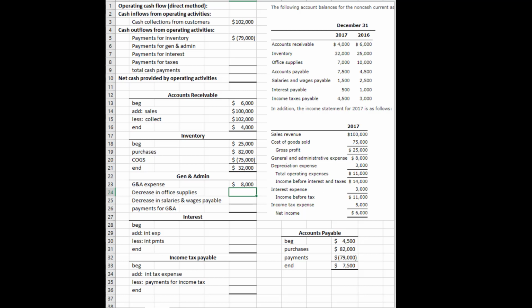And if office supplies went down, that means that what you removed and expensed was more than what you bought. So expense was higher than payments. So we would remove that shift from expense to get to payments. Now the payable went down by 1,000. That means that payments were greater than the salaries and wages expense in general administrative. So we would add that shift back. We add that shift back, and so now we just do the math. And so now payments for general administrative is going to be an outflow.